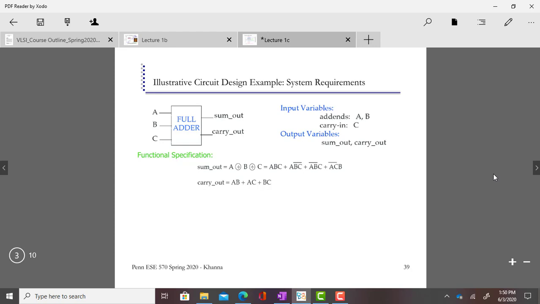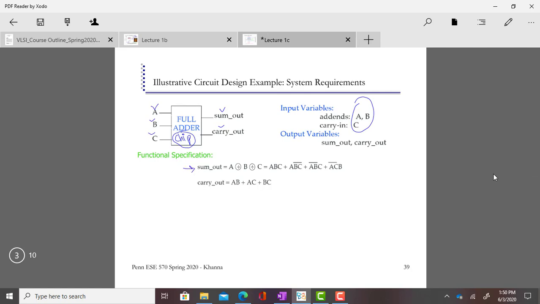So here is an example of an adder. This is a full adder. A full adder has 3 inputs, A, B, C, and it has 2 outputs, sum_out and carry_out. For example, you want this adder IC to be manufactured, and you have the input variables and the output variables of this chip. And this is the functional specification.